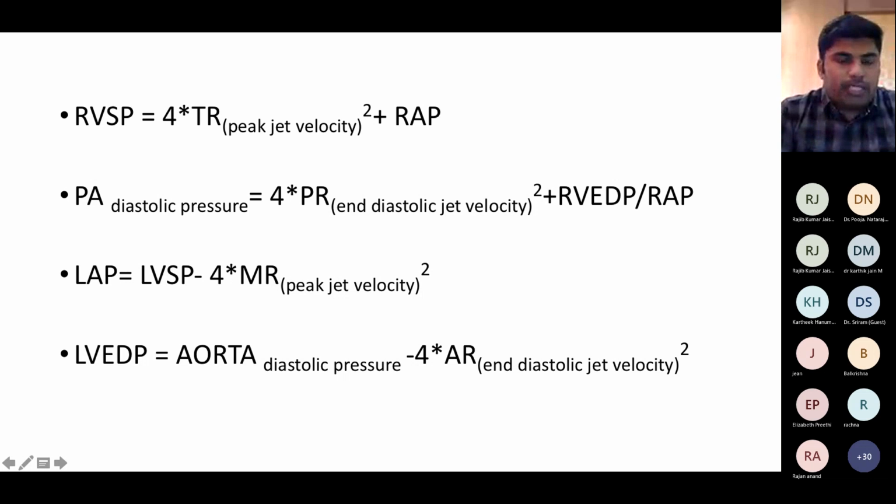If the patient is having mitral regurgitation, we can also measure left atrial pressure by using this formula, where the MR jet is integrated and peak jet velocity is included in the Bernoulli's equation. Similarly, if the patient is having aortic regurgitation, we can measure the left ventricular end diastolic pressure by using the aortic diastolic pressure, which is taken from the invasive arterial line, when there is no aortic obstruction or aortic stenosis.